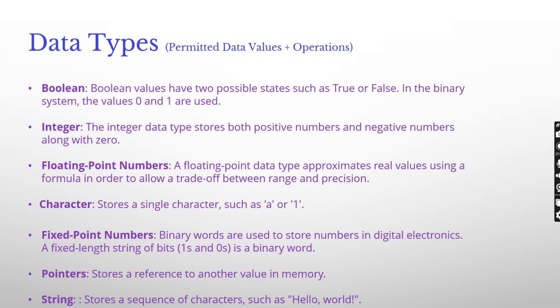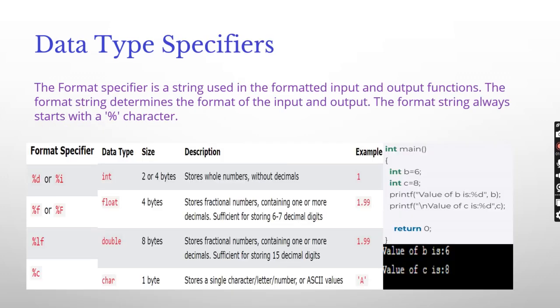Fixed point numbers. The binary numbers are used to store numbers in digital electronics, a fixed length string of bits, ones and zeros in a binary word. Pointers stores a reference to another value in memory. String stores a sequence of characters such as hello world.